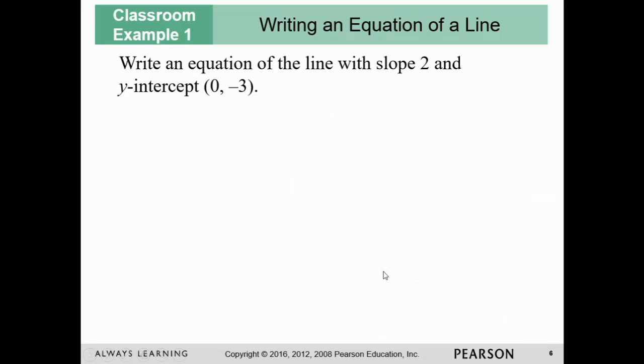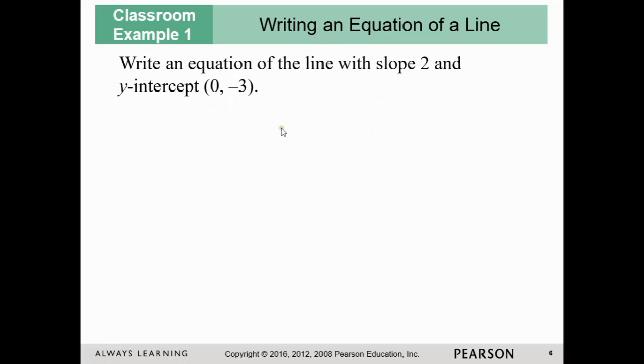All right, so this is the one question that you don't want to miss on the final exam. It's very easy, but students often miss it because they perhaps overlook the simplicity of it. So in this case, you're given the slope and you're given the y-intercept, and they want you to write the equation of the line.